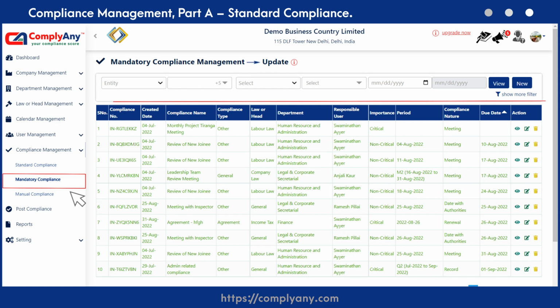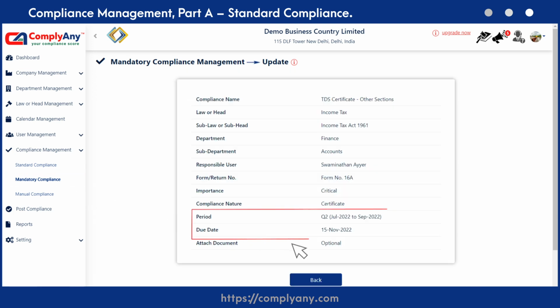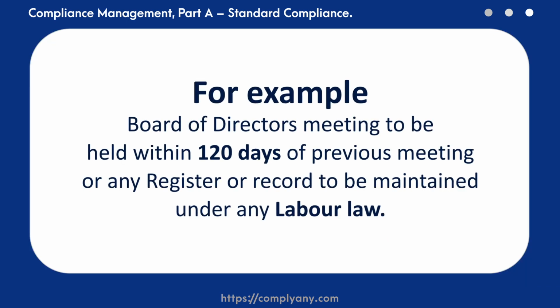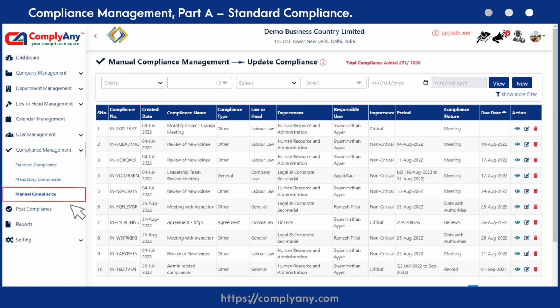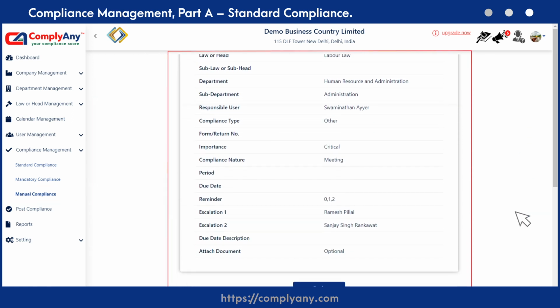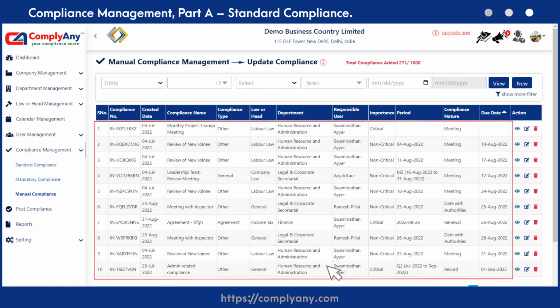Mandatory compliances are those which are defined in law or regulations but the government or authority has not fixed any date. For example, a Board of Directors meeting to be held within 120 days of the previous meeting, or any register or record to be maintained under any labor law. The system has a list of these compliances and they are shown in green color font. Manual compliances are those which are created by the user, may be required under any law or for internal governance. These are shown in dark blue color font.